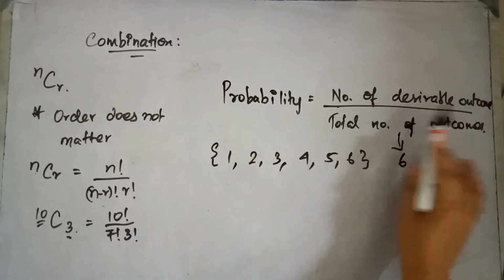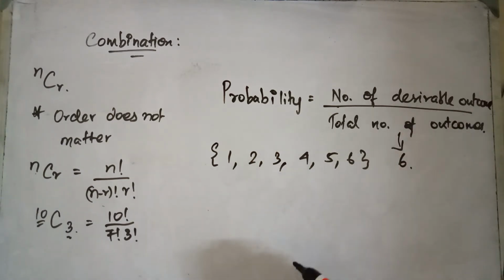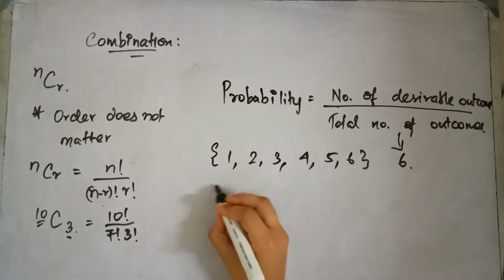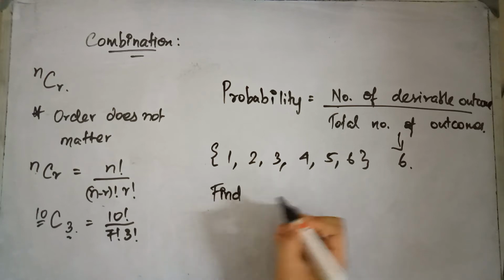Desirable outcome will be stated in the question. For example, the question could state: find the probability of getting a 3.